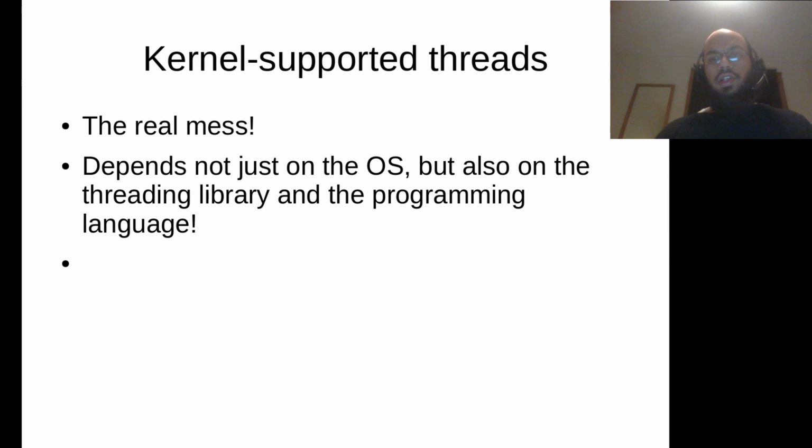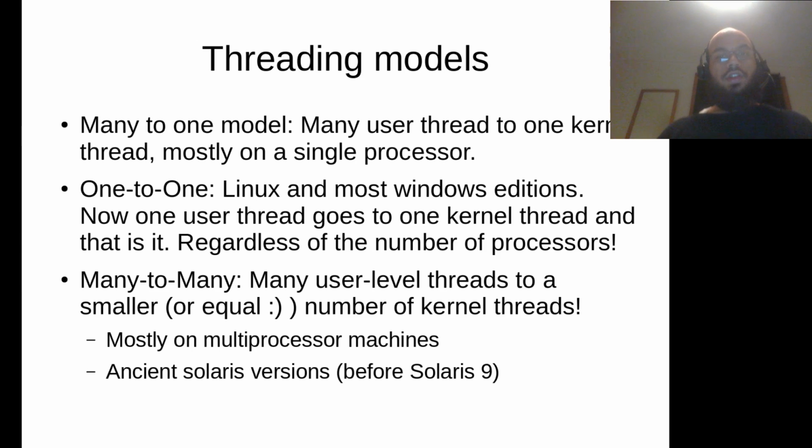Okay, so let us dive a bit even deeper on what kernel supported threads are. And this is when threading models come into play. There is the many-to-one model, where many user level threads are basically mapped to a single kernel thread, and this is usually done on a single processor. This model is obsolete and nobody actually uses it because it defeats the purpose of having threading anyway, because there are user level threads that you need to manage basically by doing scheduling on your own.